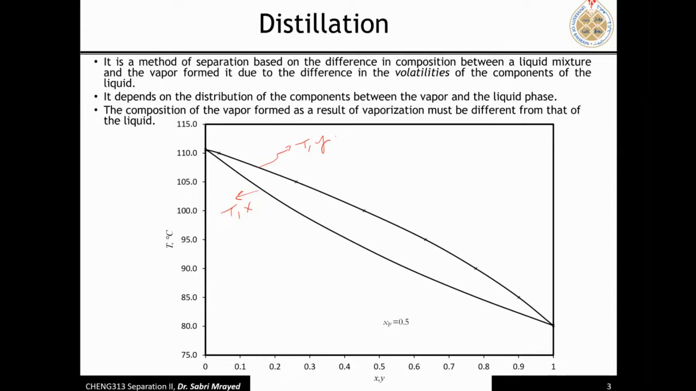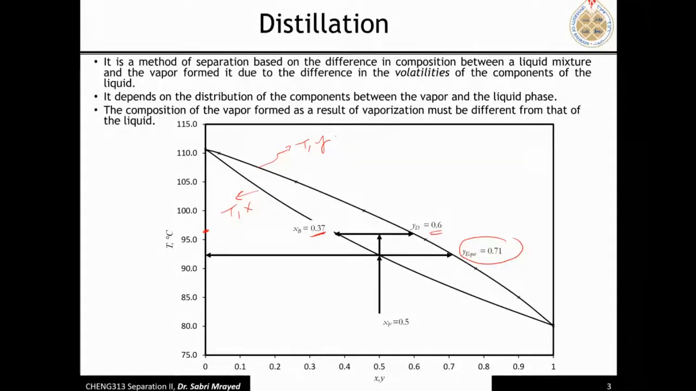Let's say you have a feed that has 50% of component A, let's call it 1 or A if you like, and 50% of component B. If you heat that system, you will have Y at, it's going to be 0.7. Okay, see here. If you heat it up a little bit to this point here, let's say 96, maybe something like that, you will end up having two mixtures. The vapor will contain 60%, and the liquid will contain 37, or let's say 40% of component.